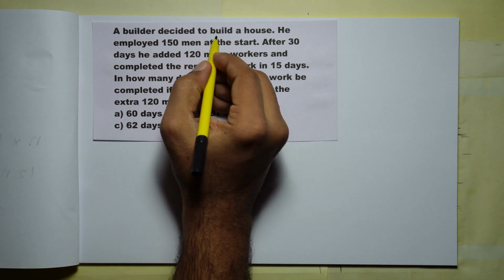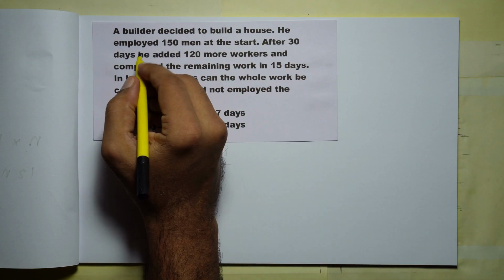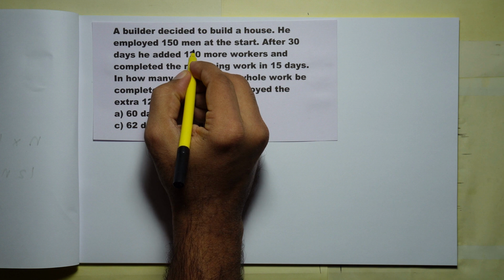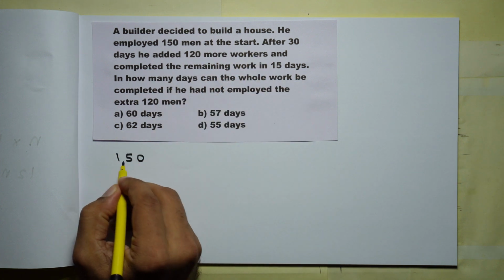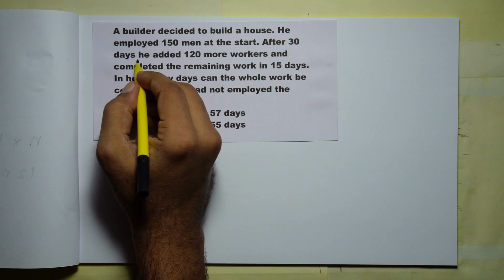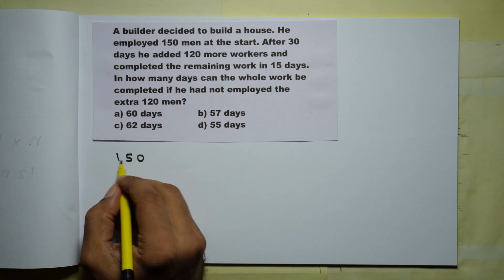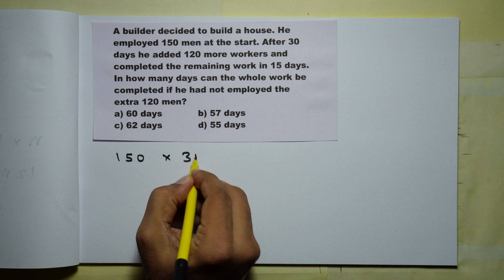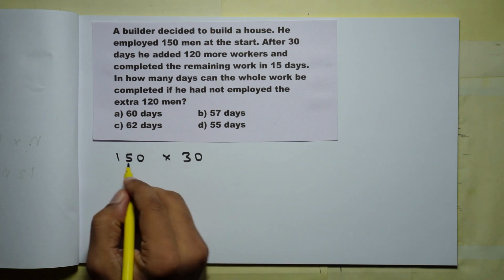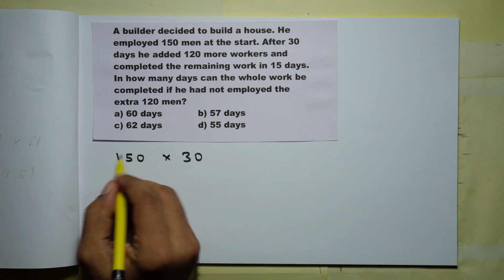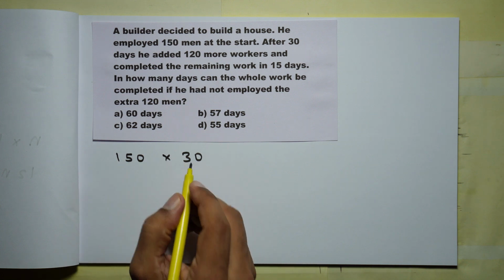A builder decided to build a house. He employed 150 men at the start. So initially there were 150 men. After 30 days means initially the 150 men were employed for 30 days. So this was the amount of work that was done in the first 30 days. 150 men working for 30 days.